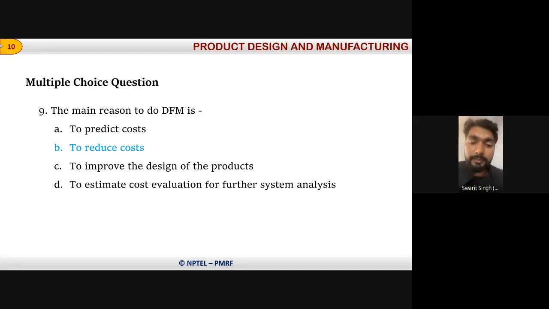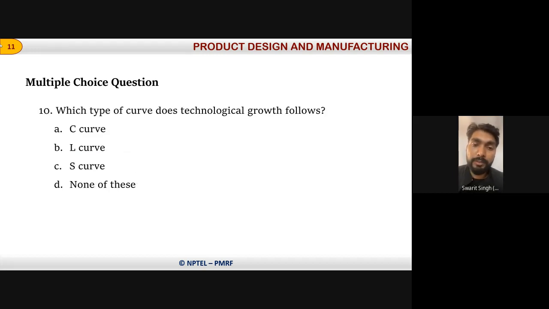We are moving to the next and maybe last question. Yeah, question 10 is the last question for today's session. The question says, which type of curve does technology growth follow? So it's very simple. If you have gone through the course content, you have gone through only one curve, which is given in C. This C is an S curve.